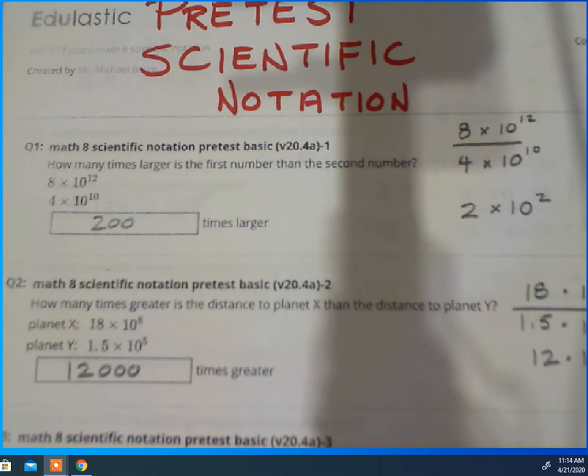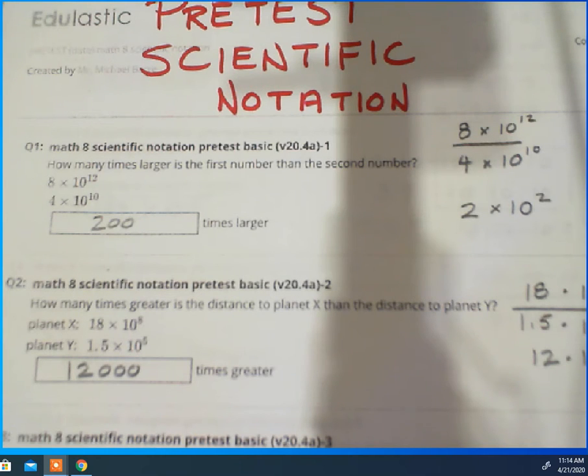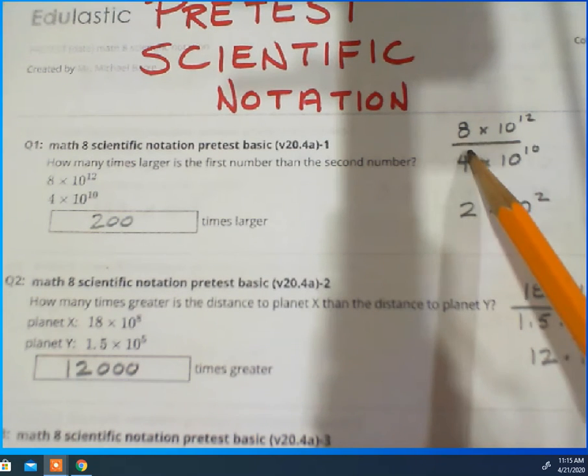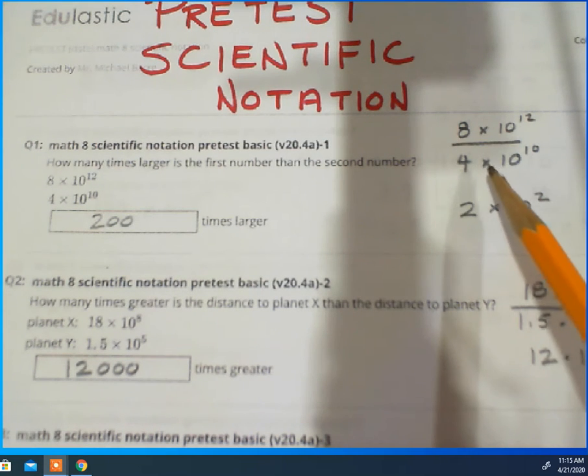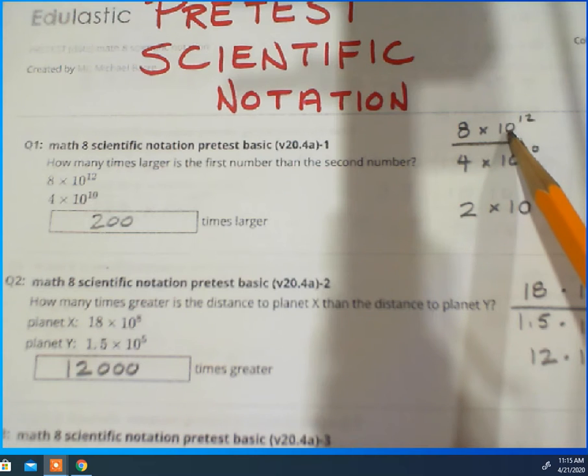All right, so how many times larger is the first number than the second number? My first number is 8 times 10 to the 12th, and 4 times 10 to the 10th. I put big over small. So here you can see I've done big over small. And there are 12 tens on top and 10 tens on the bottom. That means there are more tens on the top. There are 2 more on the top.